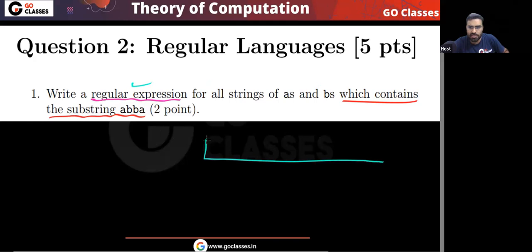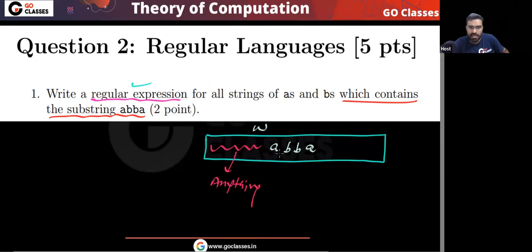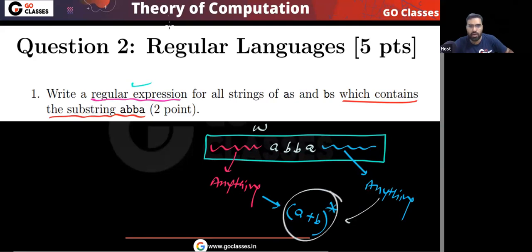So remember, what type of strings do we want? We want in this string ABBA. Remember, we want to contain the substring ABBA. Tell me, here what can we have? Here you can have anything. Any string. Here you can put any string, and here you can put any string. Anything means any string from A, B whole star.